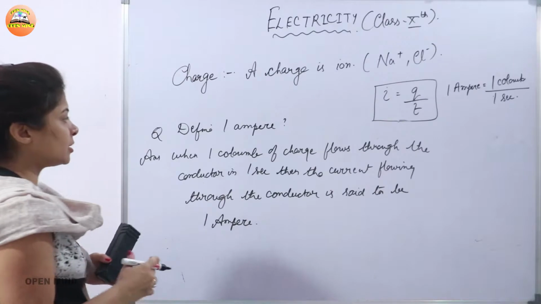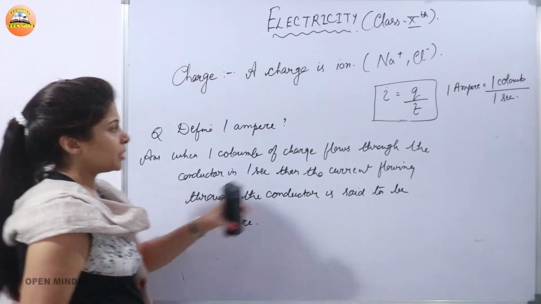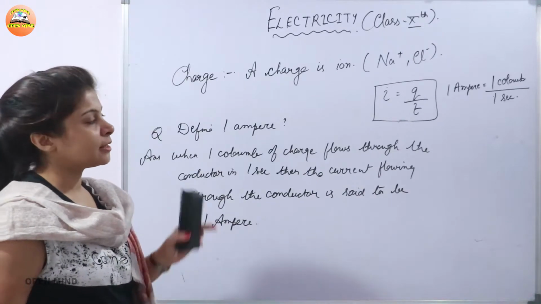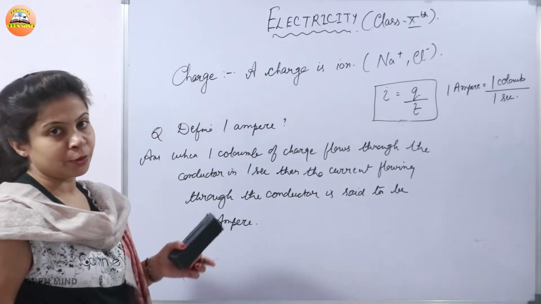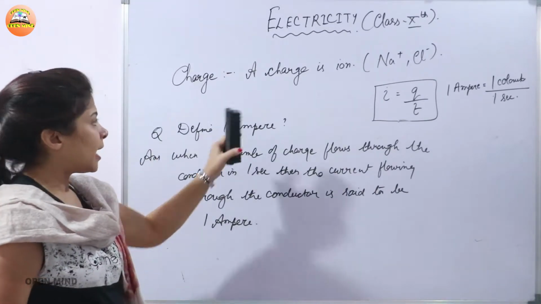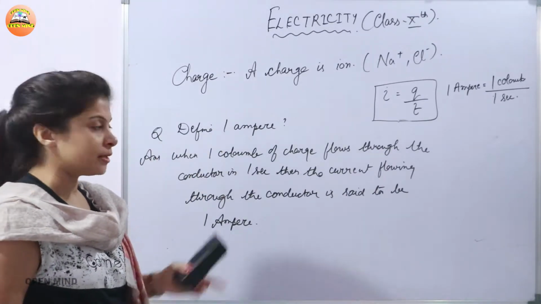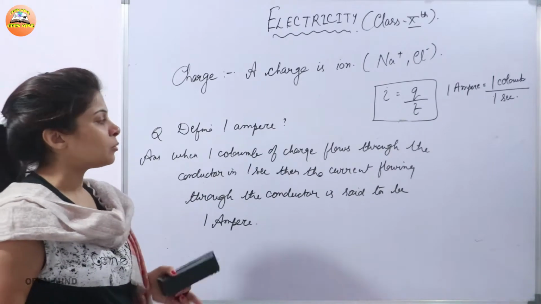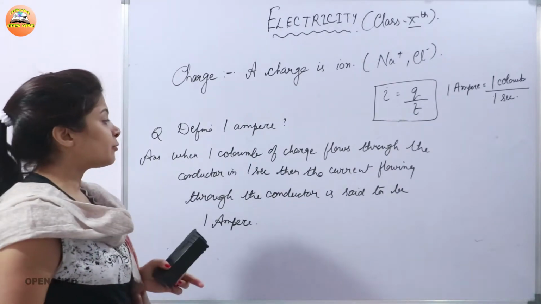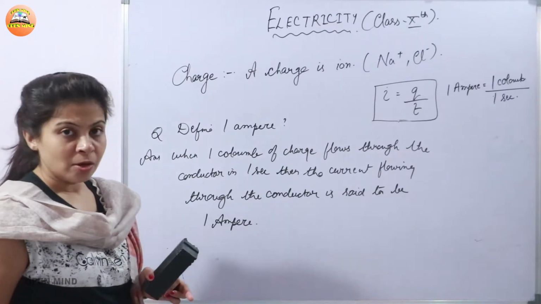Okay, so I think now this concept is clear to you. What is current? Rate of flow of charges is called as current. Always the charges are measured with the help of a unit which is called as coulomb, and time is measured in seconds, and the current is measured in amperes. So what is 1 ampere? When 1 coulomb of charge flows through the conductor in 1 second, then the current flowing through the conductor is said to be 1 ampere.